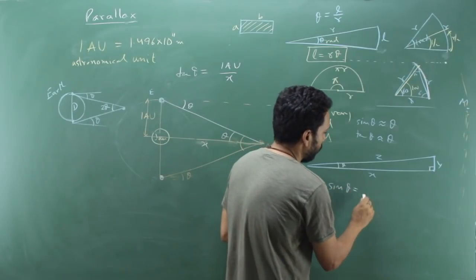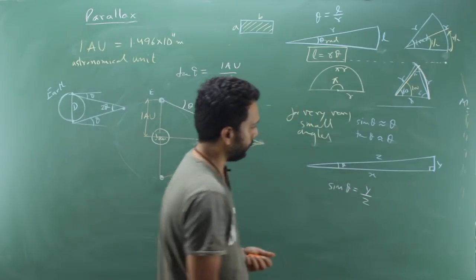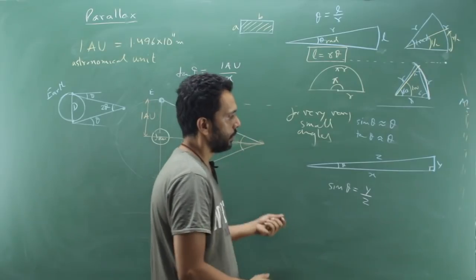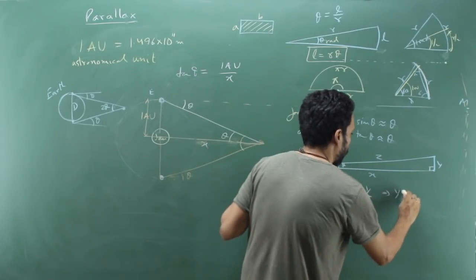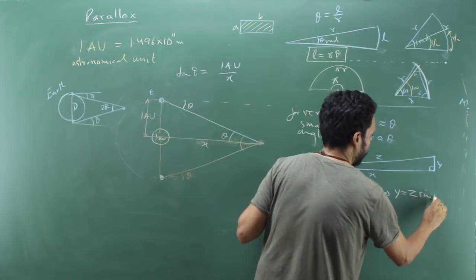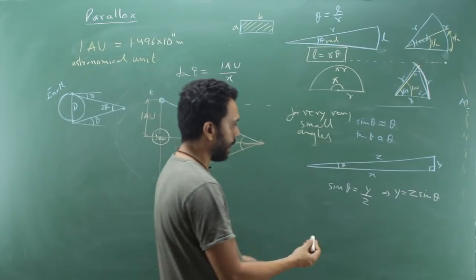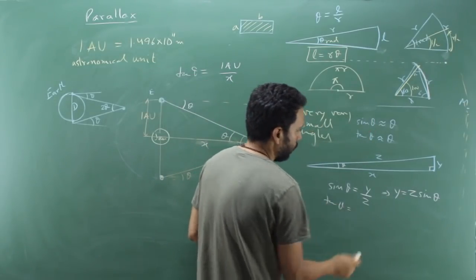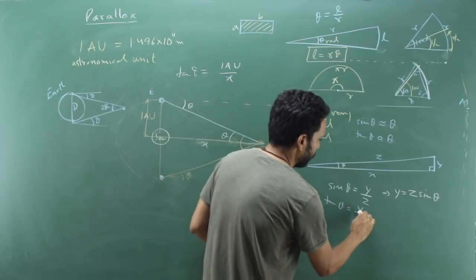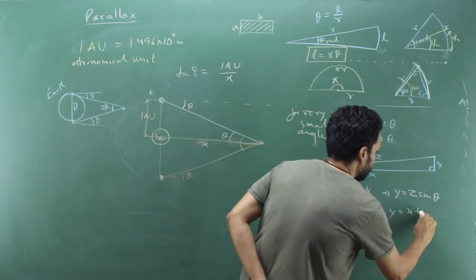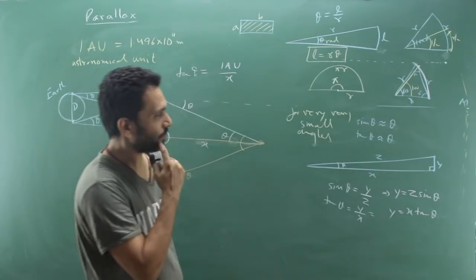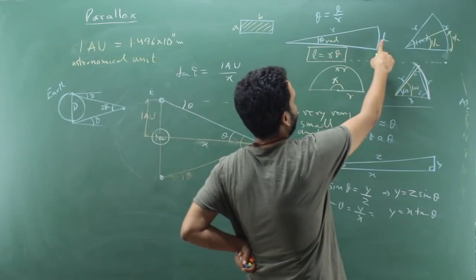Sine theta is equal to Y by Z, right? Get the point? So what is your Y over here? How much is your Y according to sine theta? Y is equal to Z sine theta. Now what is tan theta? Tan theta is Y by X. So what is Y? Y is X tan theta.